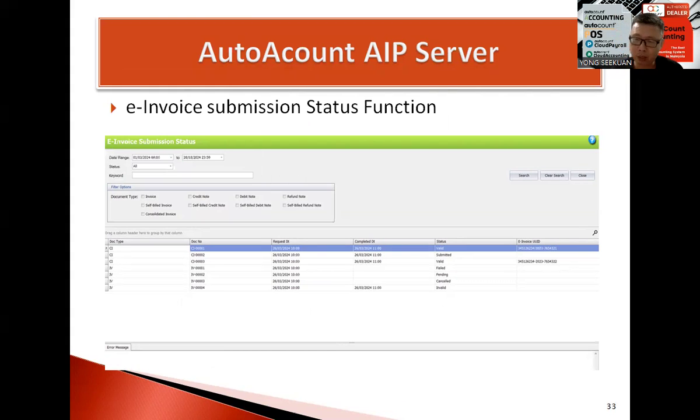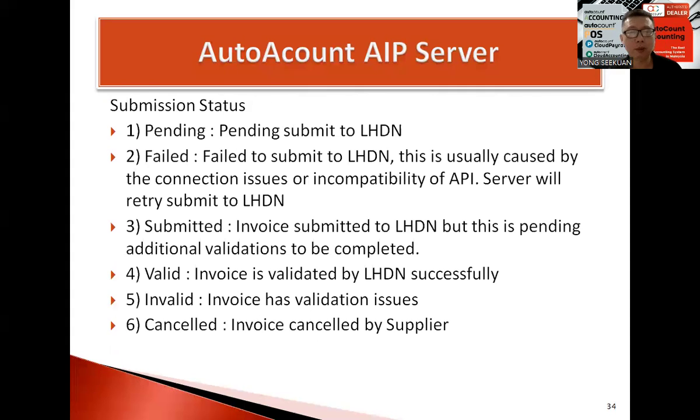Once you have submitted your e-invoicing, you want to know the status. So we have one screen in your AutoCount e-invoicing module called the submission status function. Maybe we go through what kinds of submission status we have. Basically, we have six submission statuses. Let's go to the first one first. One is pending. It means you already sent this invoice to our server, but it hasn't been submitted to the LHDN. It's pending.